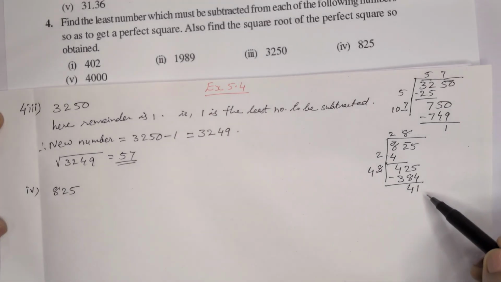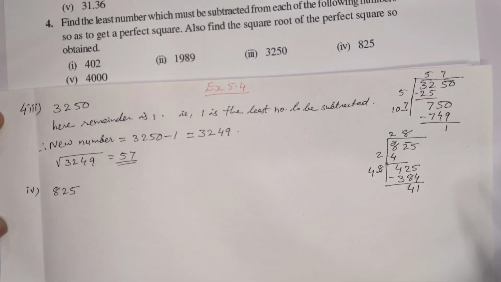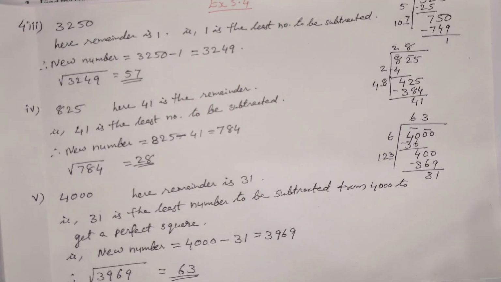Then we can write 41 is the smallest number to be subtracted from 825 to get a perfect square. And find the new number, and the square root of that will be 28. Here the new number is 825 minus 41, which is equal to 784, and the root of that is 28.